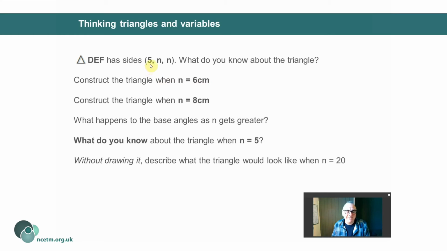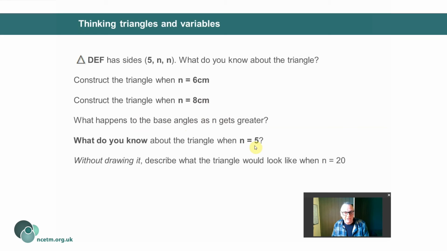So here I can see I've got a triangle that's got sides 5, n, n. What do we know about this triangle? So we've got a repeated letter here as our variable. What do we know about this triangle? Then we can start to draw them. What about if n is 6 or n is 8? And then students can start to see what's going on here, start to make observations about it, such as what happens if the n gets greater, so as it gets taller, what happens to the base angles? Then we can go back and say, what if n is 5?